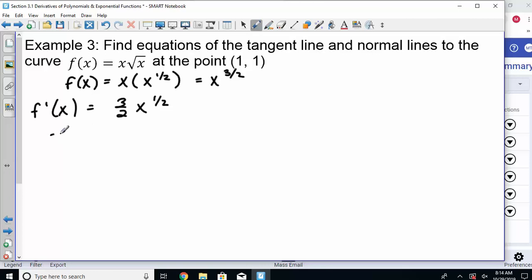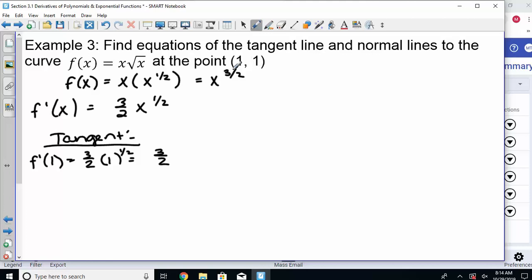I need equations of the tangent and the normal line. So for the tangent line, the derivative represents your slope. So if you plug in a 1, 3/2 times 1 to the 1/2 power is what? One to the 1/2 just means the square root of 1, which is 1 times 3/2 is 3/2.